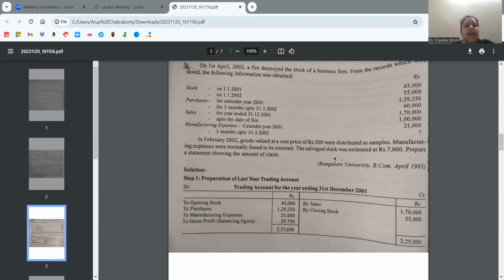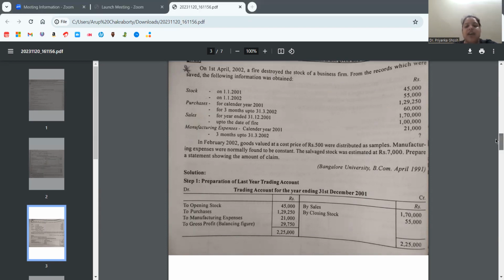Now we need to calculate how much will be the amount of claim at the end of the day. When doing the calculation on fire insurance, we have 5 to 6 steps to follow. First, we need to prepare the trading account, based purely on the previous year, not the current year. Why do we prepare a trading account first? To find out the gross profit, and based on the gross profit, we can find out the rate of gross profit.